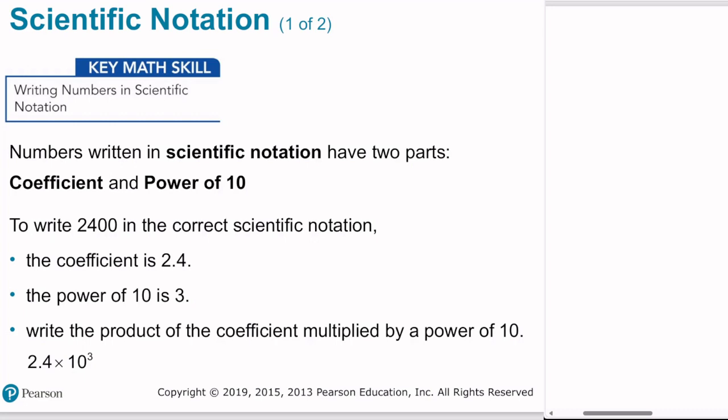It helps us to get rid of the parts of the number that we don't need, the parts that are non-significant, and compress that part into a multiplier that we can use to keep our number together. So write the product of the coefficient multiplied by a power of 10 to get the scientific notation. So 2400 expressed in scientific notation is 2.4 times 10 to the third.